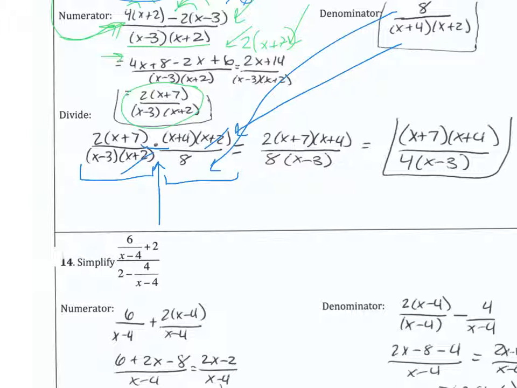So on top, we're left with x plus 7, x plus 4, and 2. On the bottom, we're left with 8 times x minus 3. If you put your fingers over all the parentheses, we're allowed to see what cancels out between 2 and 8. We can divide them both by 2, so we're left with 1 over 4. You could put the 1 up here, but you don't need to. So this is our final answer.